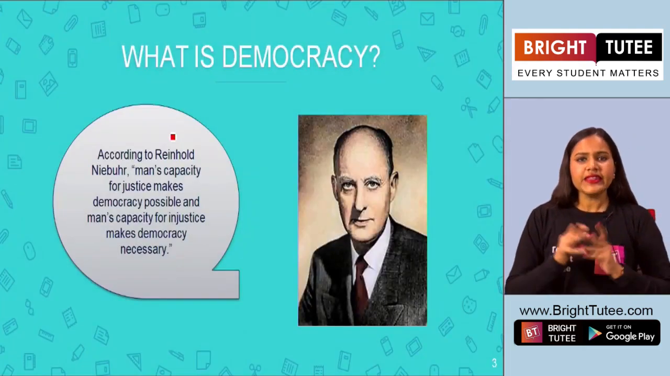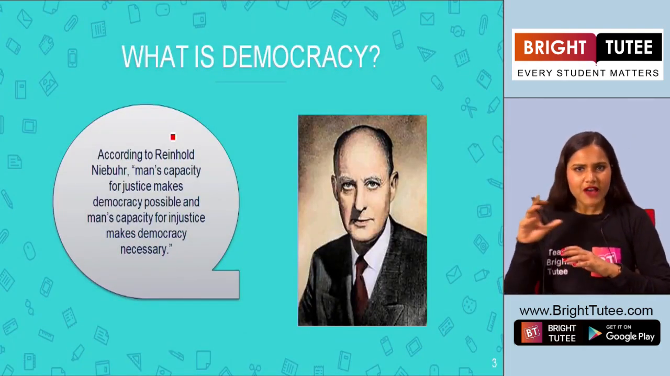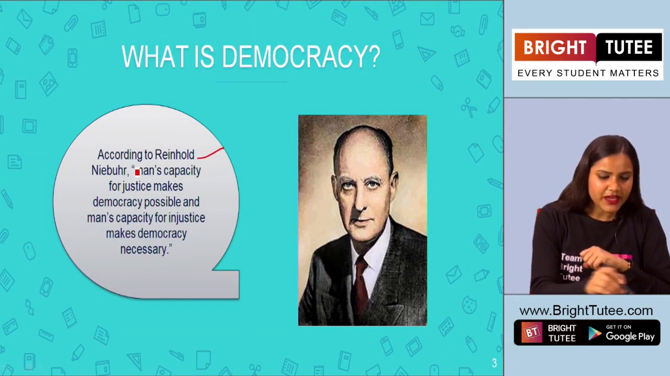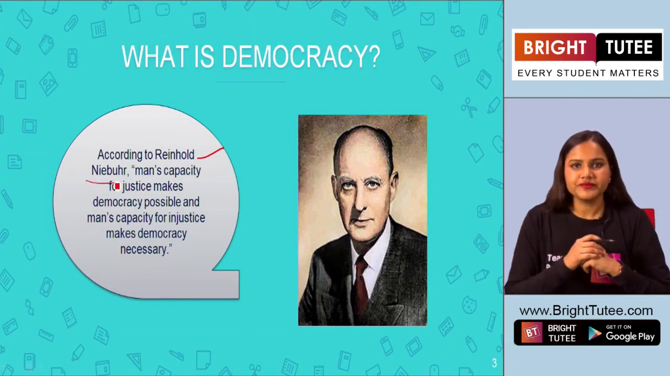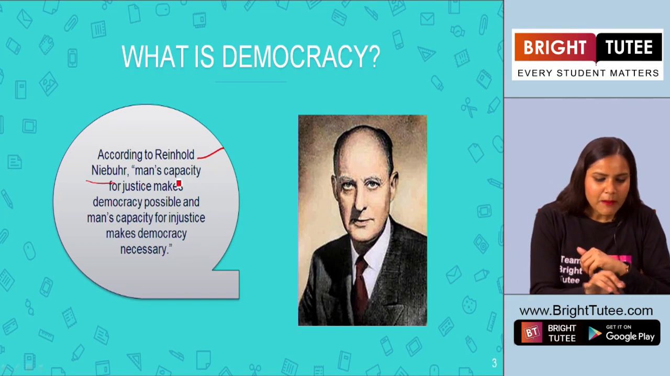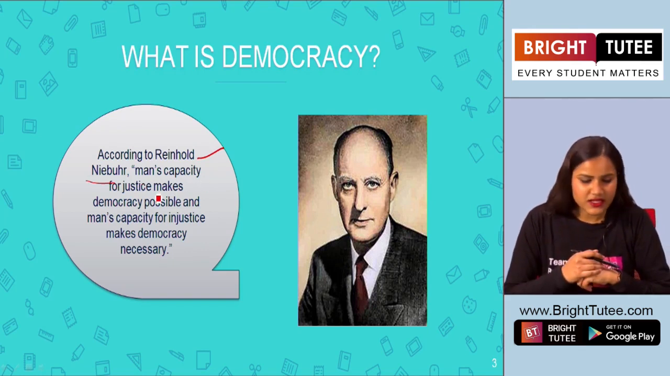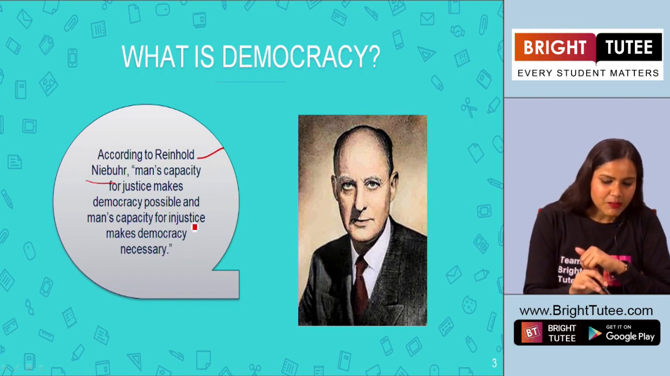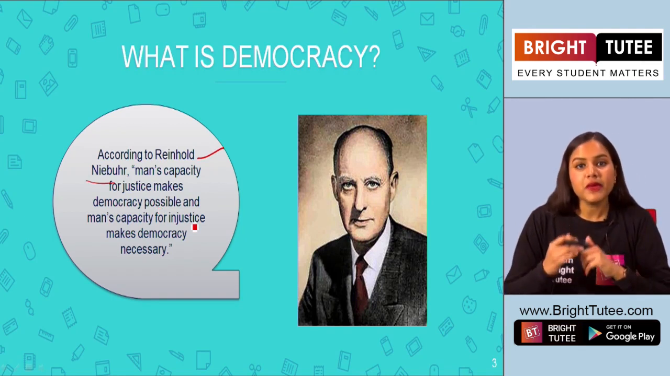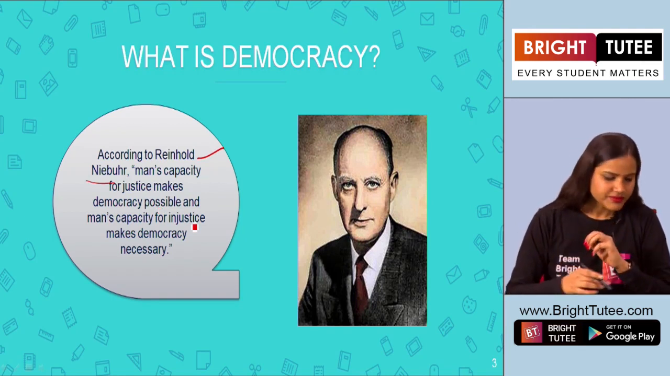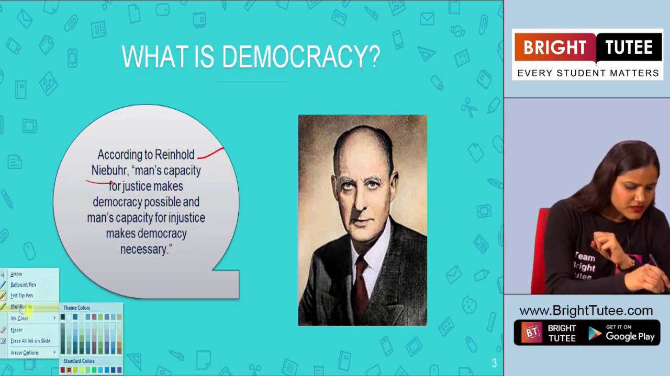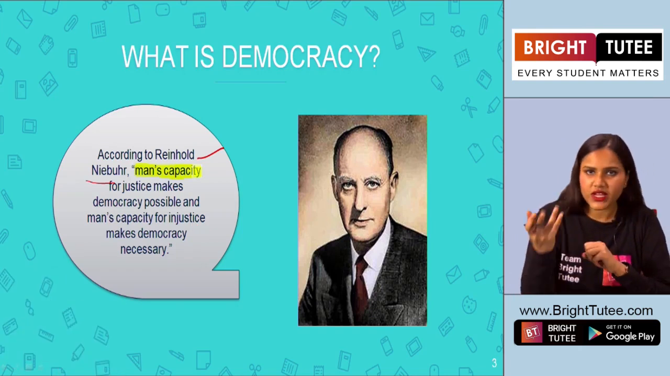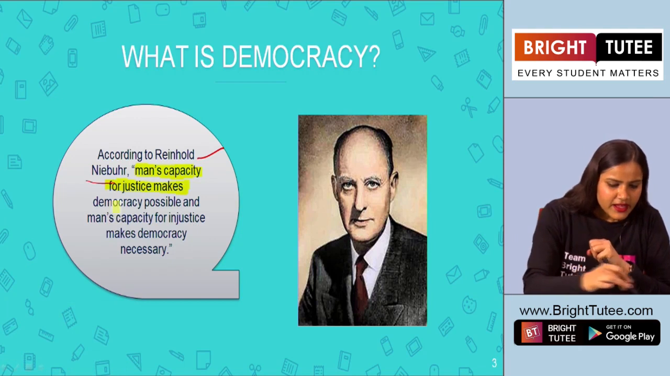Now, in the beginning of this chapter, we have a phrase that was given by Reinhold Niebuhr. He said that man's capacity for justice makes democracy possible, and man's capacity for injustice makes democracy necessary. Have you understood this proverb, students, or this phrase? If not, let us try to understand this as well.